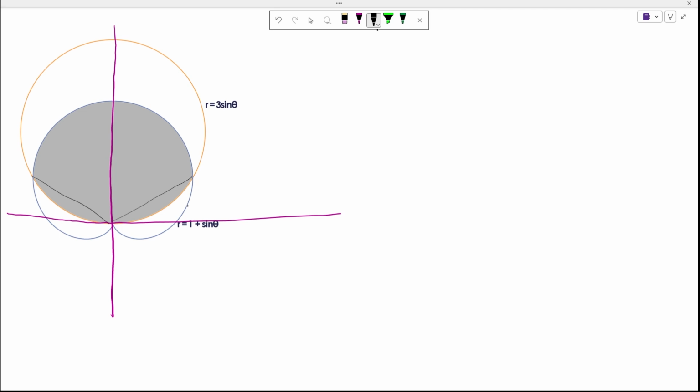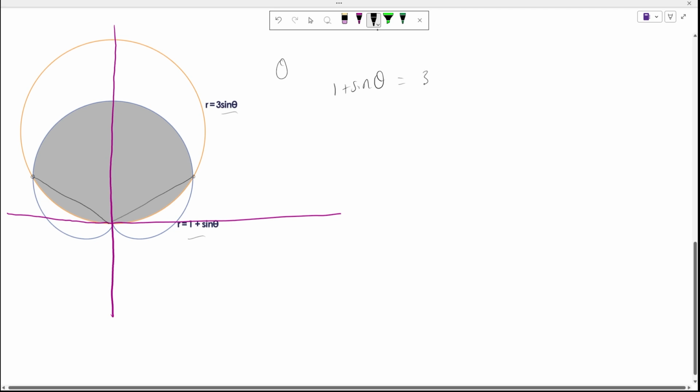Okay, so we've got these two points of intersection here and here. So we want to try work out two values of theta. Sorry. So let's do that by just equating them together. So we end up with 1 plus sine theta is equal to 3 sine theta. 1 is equal to 2 sine theta. A half is equal to sine theta.